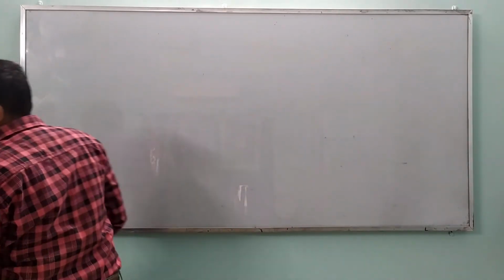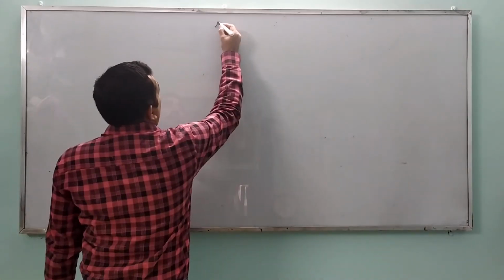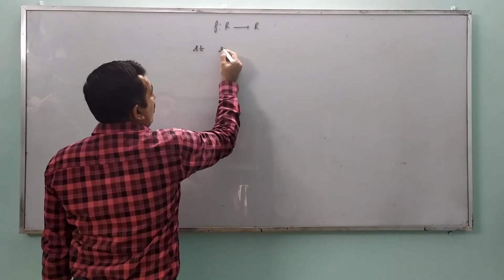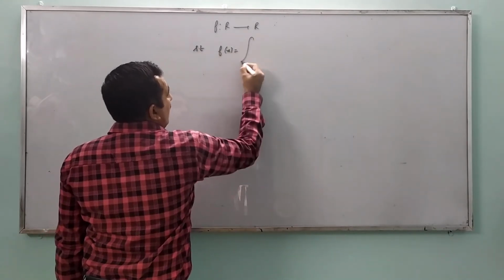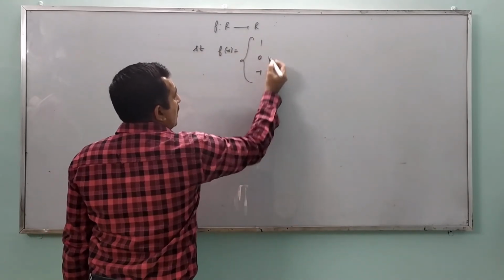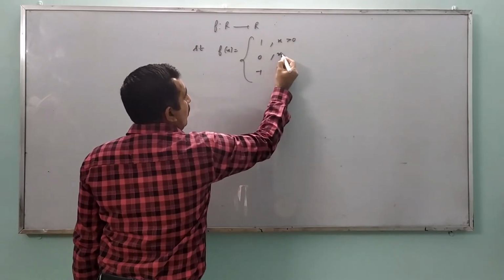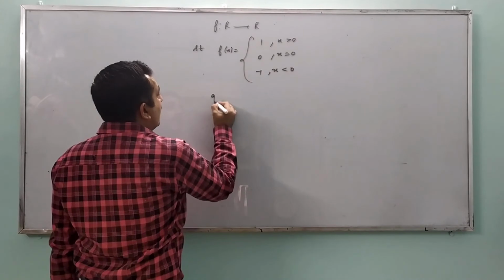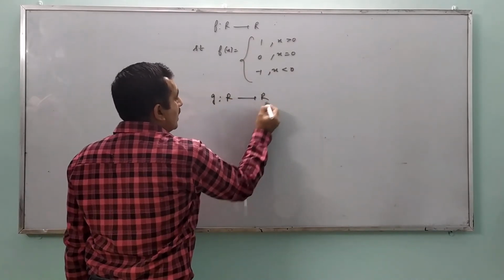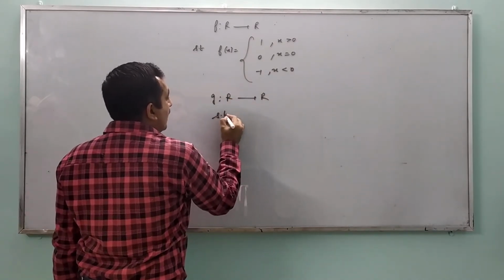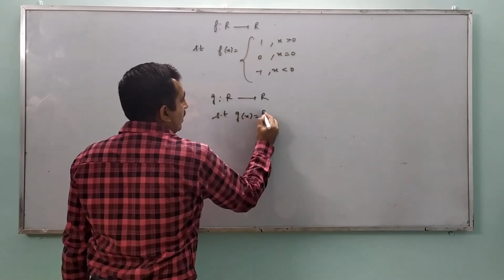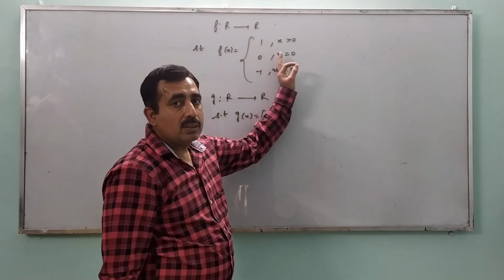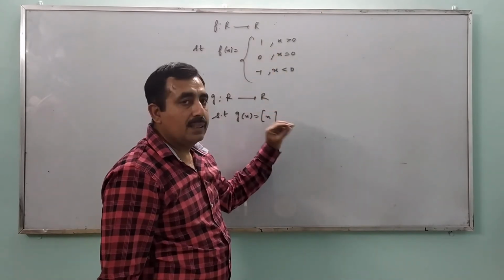Suppose the question is: f is the function from R to R such that f(x) is the signum function. What is signum? It is 1, 0, or minus 1 when x is greater than 0, equal to 0, or less than 0 respectively. And g is a function from R to R such that g(x) is the greatest integer function. This is the signum function, and this is the greatest integer function.